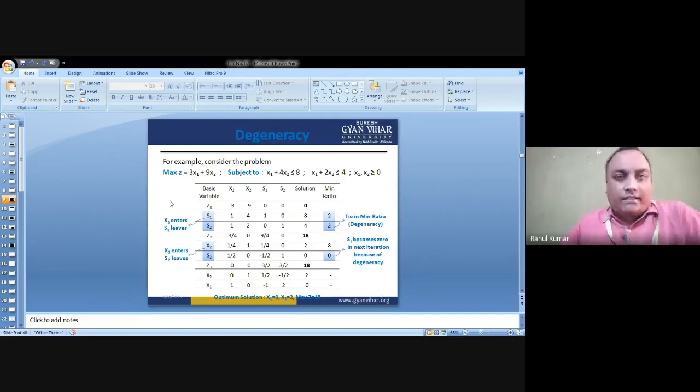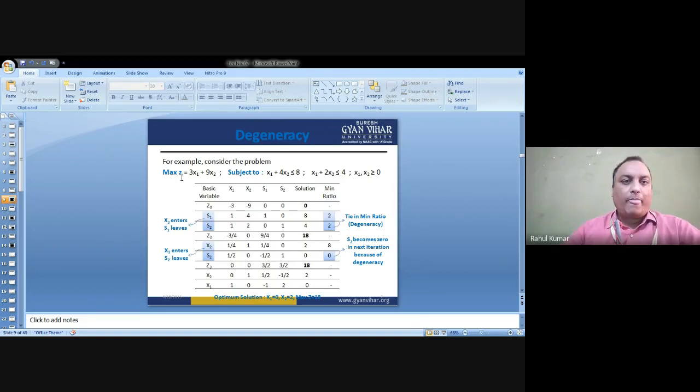And here this is the degeneracy example. This shows maximize z equal to 3x1 plus 9x2, subject to x1 plus 4x2 less than or equal to 8, and x1 plus 2x2 less than or equal to 4, and x1, x2 greater than or equal to 0.